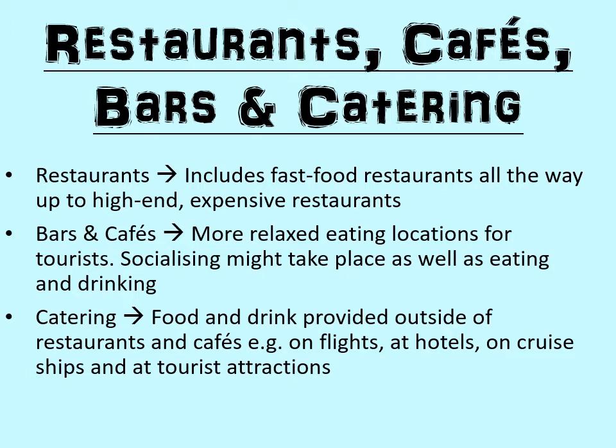We've also got bars and cafes, much more relaxed eating locations for tourists, and in our bars and cafes we often get some socialising taking place as well as eating or drinking. And then we've got catering. So this is the food and drink that is provided outside our restaurants and cafes. For example, the food that you get on a flight has been prepared by a caterer. The food you might get at hotels is classed as catering, as is the food on a tour ship, or if you've gone for a day trip on a boat to see an island, the food that might be included in your ticket is counted as catering.